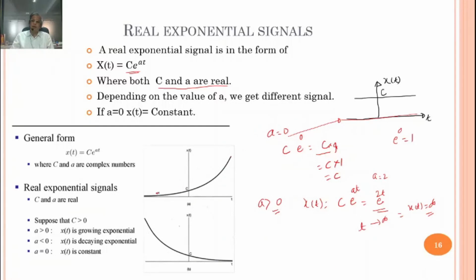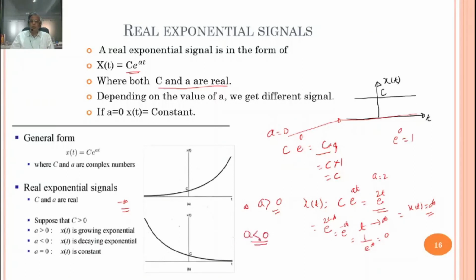And at t equal to minus infinity, this is e raised to 2 into minus infinity, means that is e raised to minus infinity, 1 upon e raised to infinity, means this becomes 0. Means for minus infinity the signal is 0 and for plus infinity the signal is infinity, means this is the growing signal.